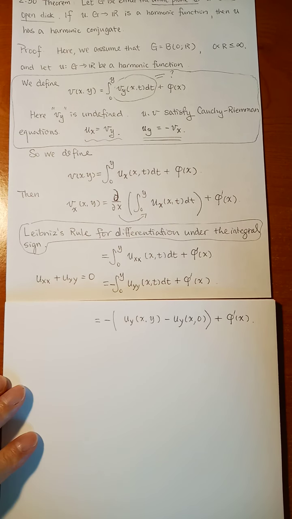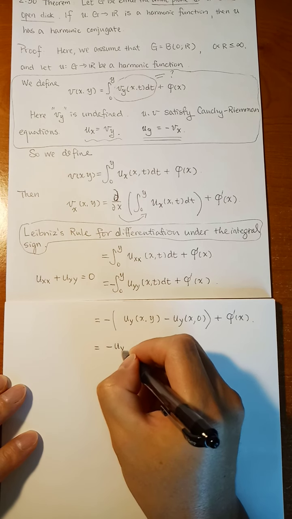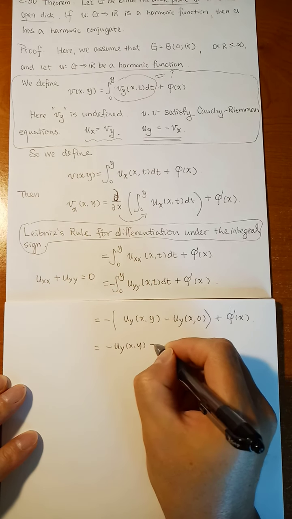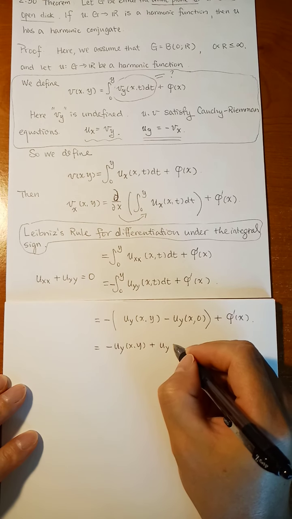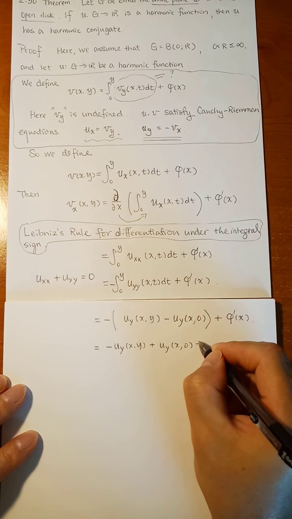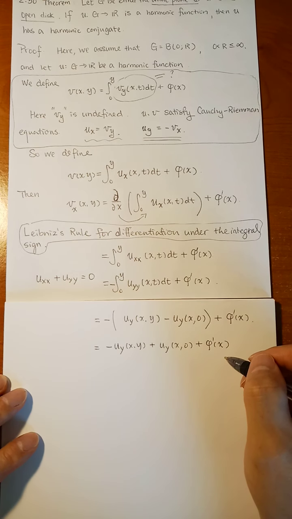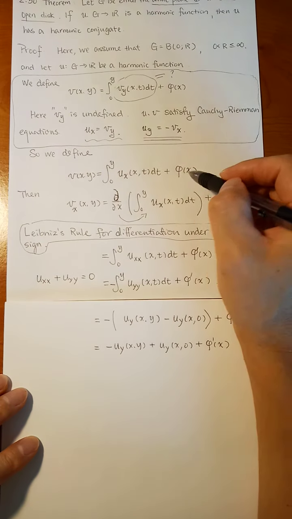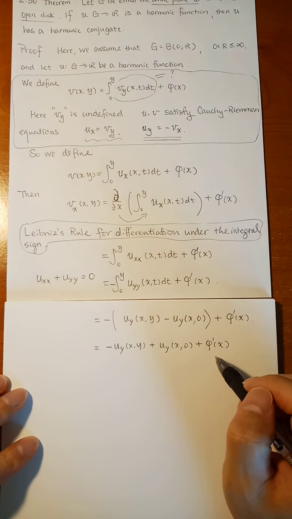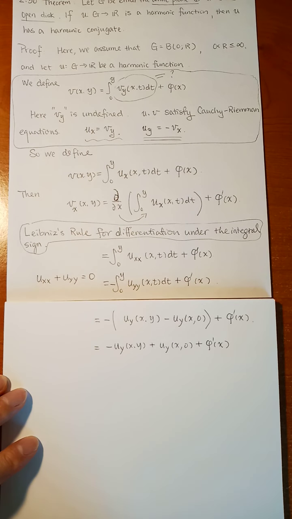Right? And you distribute it, you will get Uyy(x,y) plus, not Uy, but Uy(x,y) plus Uy(x,0) and plus phi prime of x equal to 0. In this process, we don't know what phi is. We want to determine phi so that u, v satisfy the Cauchy-Riemann equation.